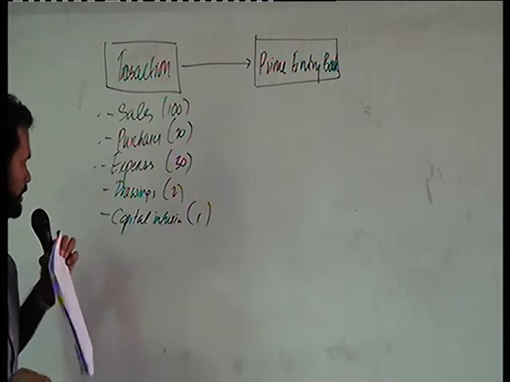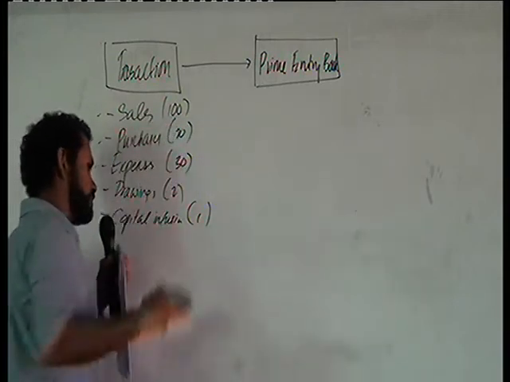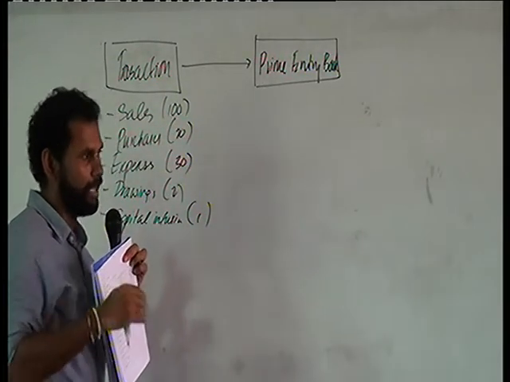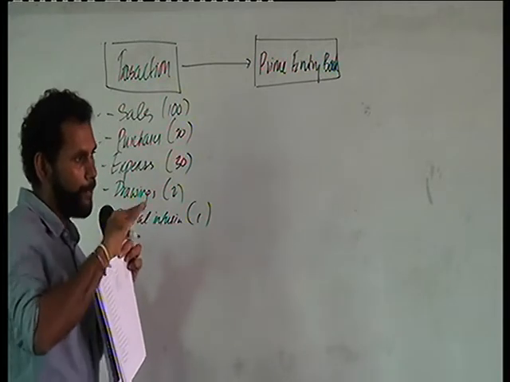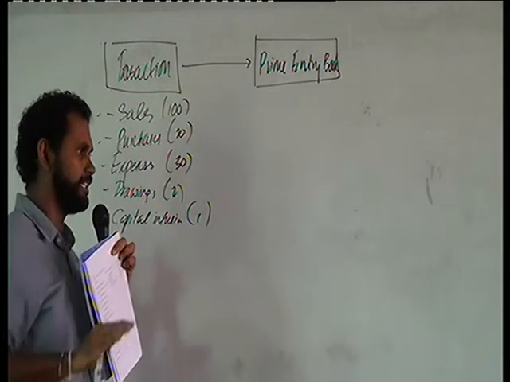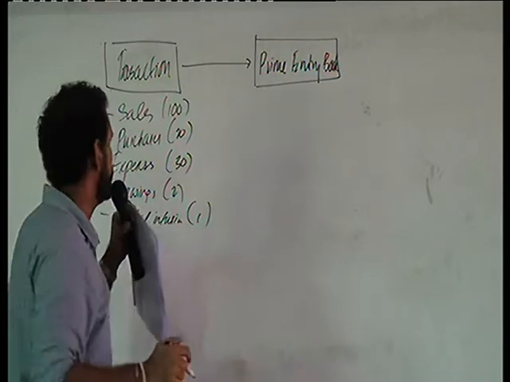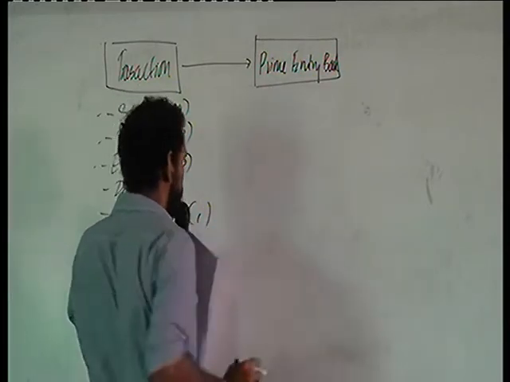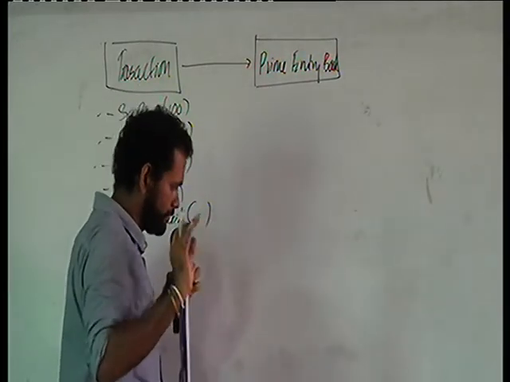So once these transactions happen in a company, before being recorded in the general ledger for accounting, they will look at a prime entry book. Okay, we'll stop with that.